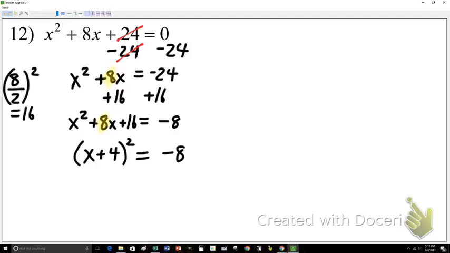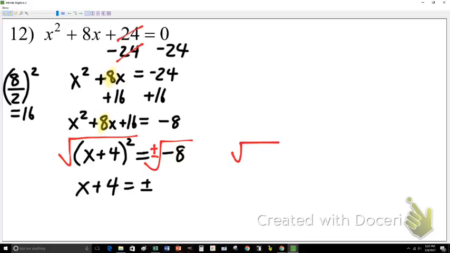Now that we have a single variable x left, we can go ahead and get at that variable, move everything else over to the other side. We get rid of the square by square rooting both sides. Okay. Don't forget the plus and minus on the right side of the equation. So we have x plus 4 is equal to plus or minus the square root of negative 8. Let's go ahead and simplify that off to the side here.